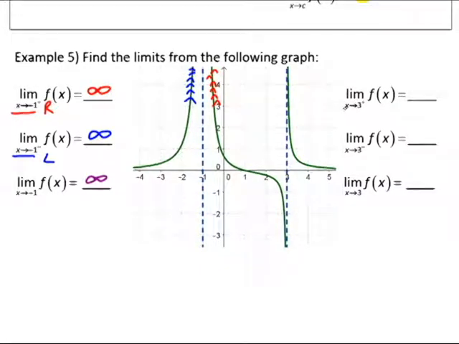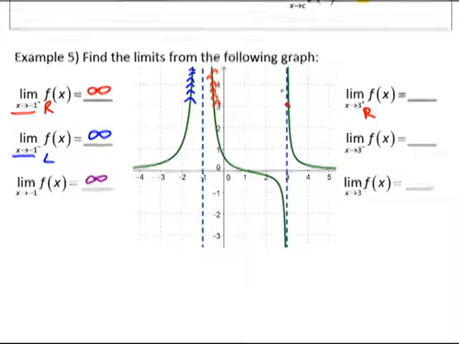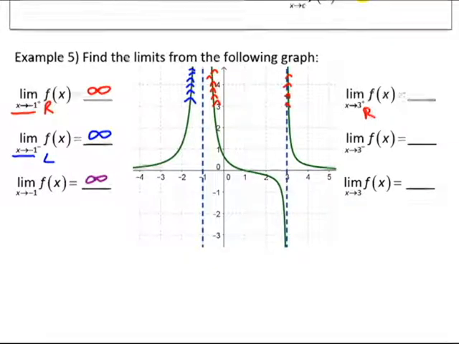When x approaches 3 from the right, y is increasing without bound. When x approaches 3 from the left, y is decreasing without bound. The left and the right side don't approach the same thing, so the limit does not exist.